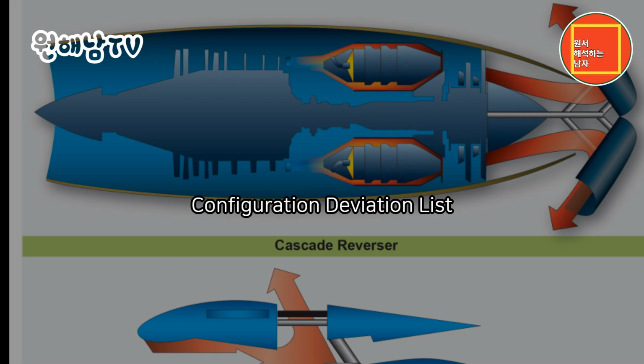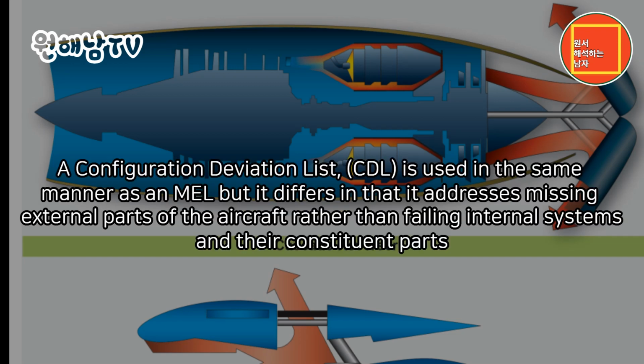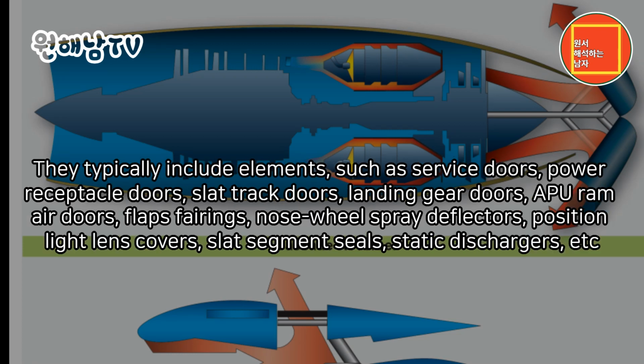Configuration deviation list. A configuration deviation list, CDL, is used in the same manner as an MEL, but it differs in that it addresses missing external parts of the aircraft rather than failing internal systems and their constituent parts. They typically include elements such as service doors, power receptacle doors, slat track doors, landing gear doors, APU, ram air doors, flap fairings, nose wheel spray deflectors, position light lens covers, slat segment seals, static dischargers, etc.